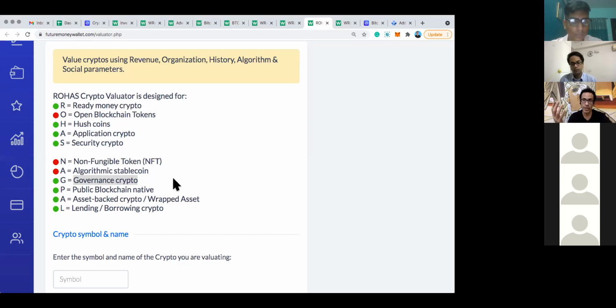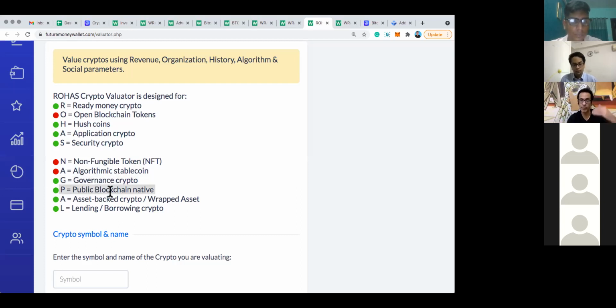Then you have things like governance coins, which is where you're buying voting power. So Uniswap is a very popular project. Their crypto is called Uni, and it only allows you to do one thing, and that is governance. So voting in how Uniswap should evolve. So that's a whole category of tokens called governance.